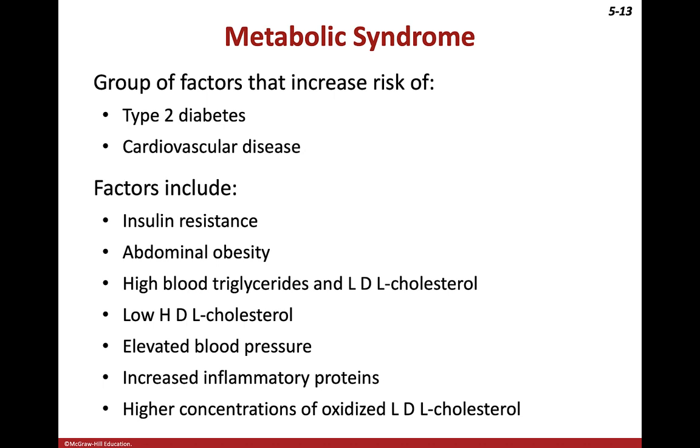or lowering blood glucose. Abdominal obesity, high blood triglycerides and low-density lipoprotein cholesterol, low levels of the good cholesterol. You're going to be looking at high blood pressure, an increase in proteins associated with the inflammatory process, and also these higher concentrations of oxidized LDL cholesterol. And that's something we're going to be looking at, especially in the next chapter, chapter 6, which is focusing on lipids.